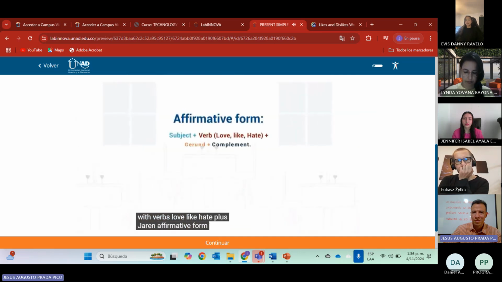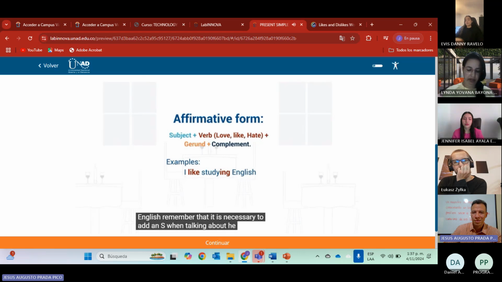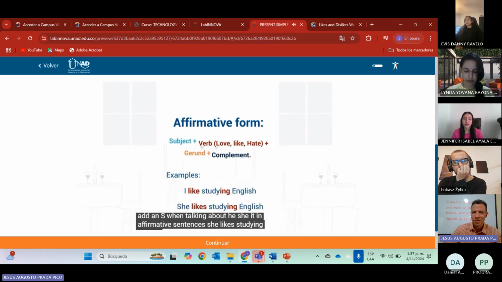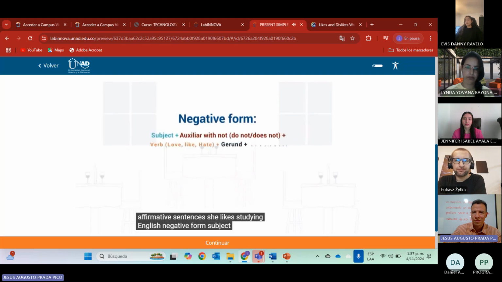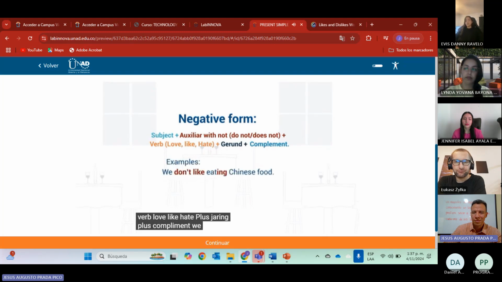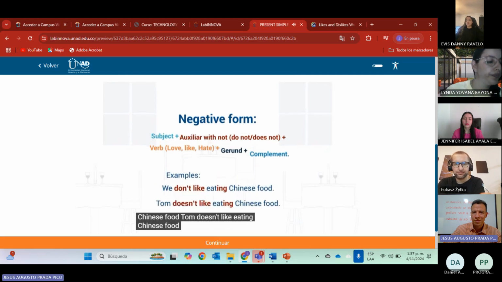Affirmative form. Subject plus verb, love, like, or hate, plus gerund plus complement. I like studying English. Remember that it is necessary to add an S when talking about he, she, it in affirmative sentences. She likes studying English. Negative form. Subject plus auxiliary with not. Do not, does not, plus verb, love, like, hate, plus gerund, plus complement. We don't like eating Chinese food. Tom doesn't like eating Chinese food.